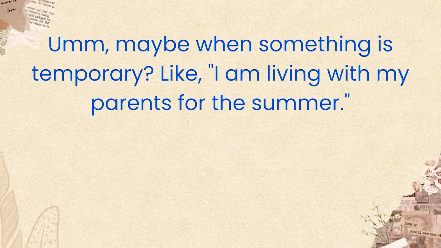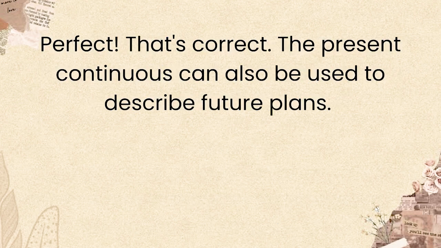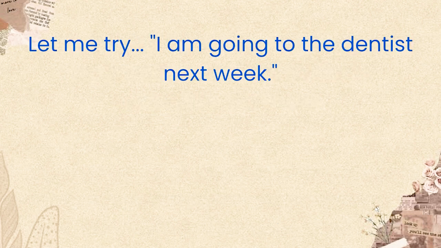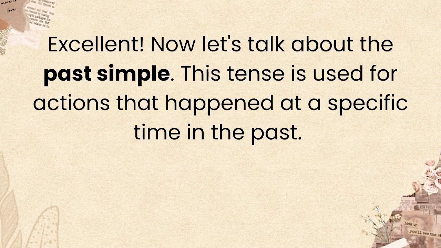Maybe when something is temporary, like I am living with my parents for the summer. Perfect. That's correct. The present continuous can also be used to describe future plans. For example, I am meeting my friend tomorrow. Can you make a sentence like that? Let me try. I am going to the dentist next week.